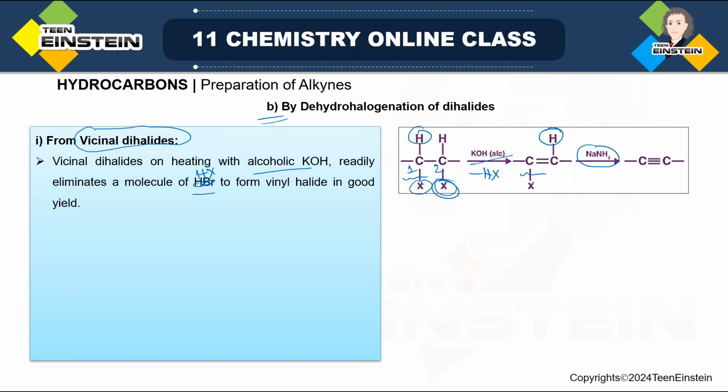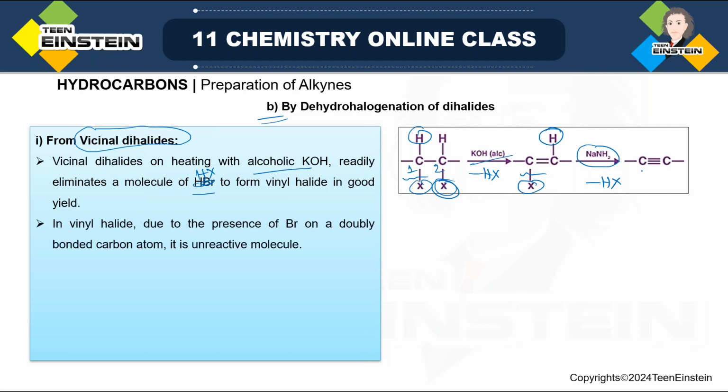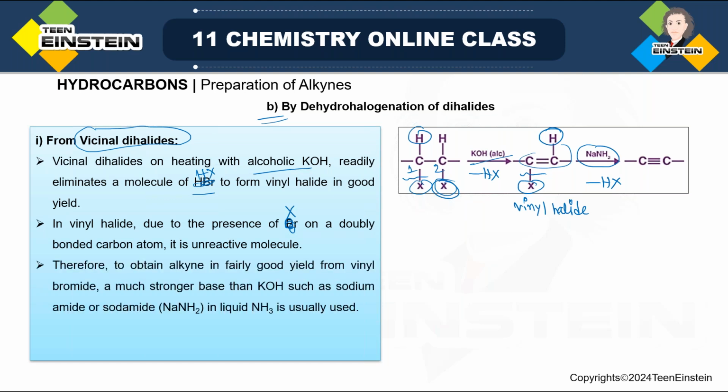And ultimately, there is another removal of an HX molecule, and we are getting a C≡C triple bond. Because of the presence of X on a doubly bonded carbon atom, it is an unreactive molecule. So what is vinyl halide? This is actually vinyl halide. That is the first generated product, called vinyl halide, because this group is a vinyl group. Because X is present on a doubly bonded carbon, it is unreactive.